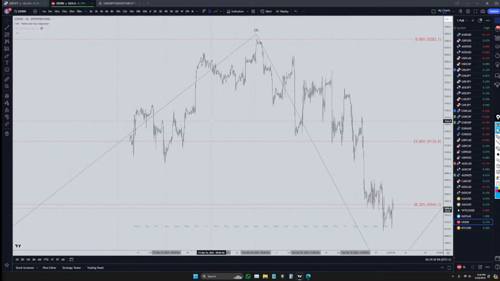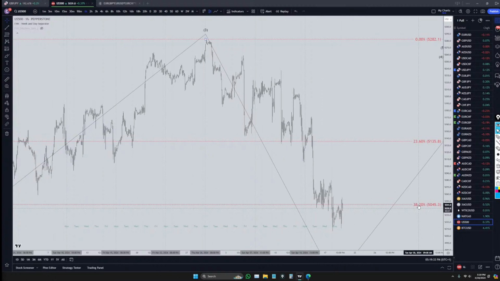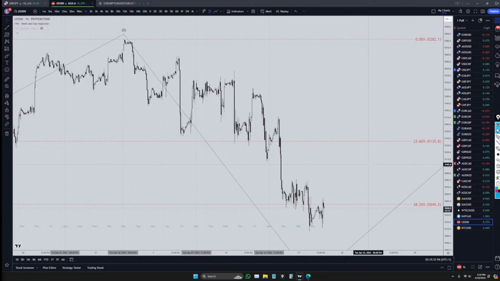So, like I said, I was thinking that maybe it was going to respect the 38%, but it never broke structure, so there was never a long opportunity. At this point, I would continue to look for shorts.